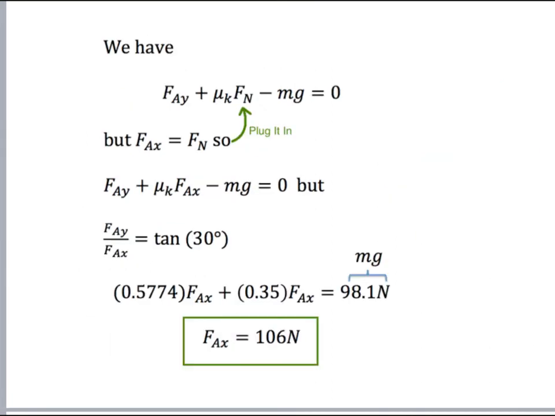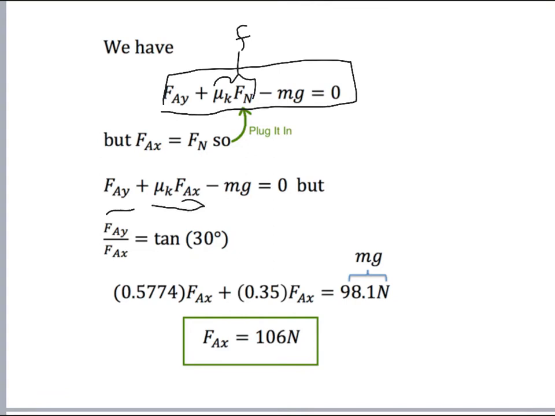So we're going to use this equation that we had before. We're going to plug in for the friction force, and we know that the normal force is going to be equal to FAX, so we can just plug that in, and we get that FAY plus mu sub s FAX minus mg is equal to 0. Now, here's the last trick.